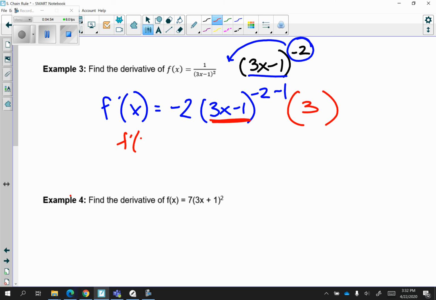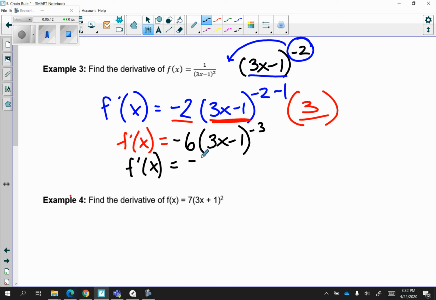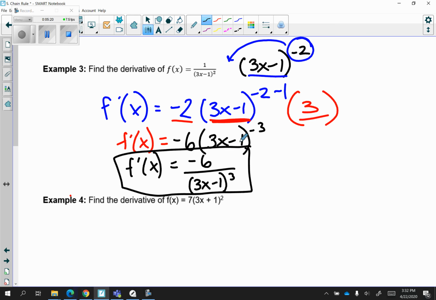So f prime of x is equal to negative 2 times 3, which is negative 6, times 3x minus 1 to the negative third power. Again, we don't want negatives as our exponents, so f prime of x is going to be equal to negative 6 all over 3x minus 1 to the third power. And that is my derivative.